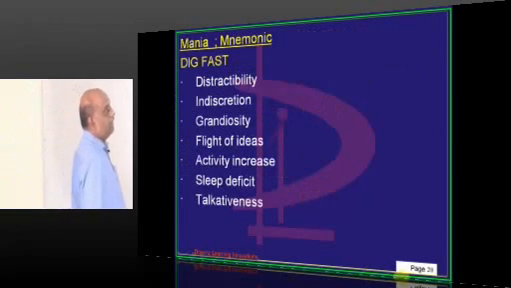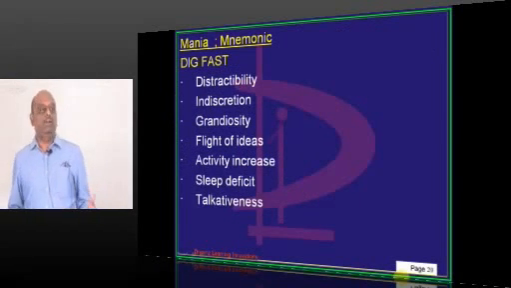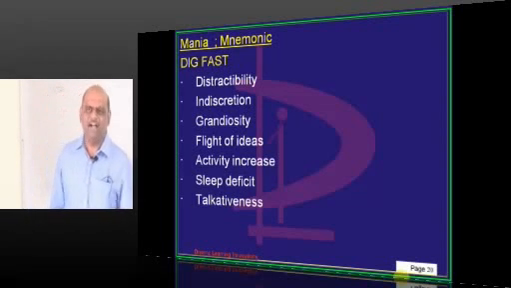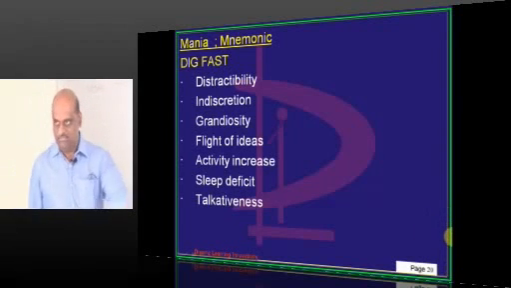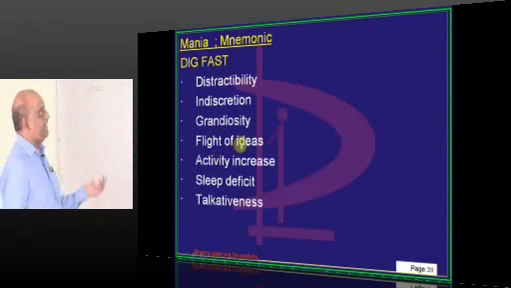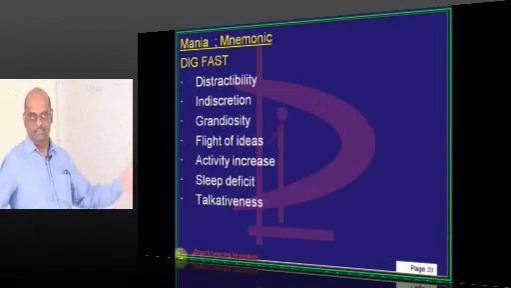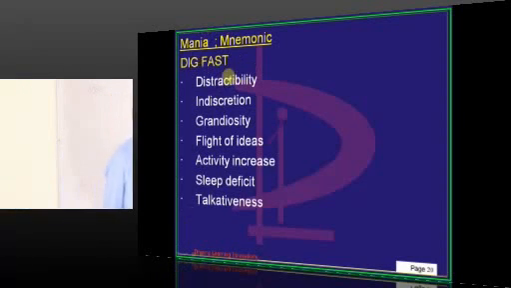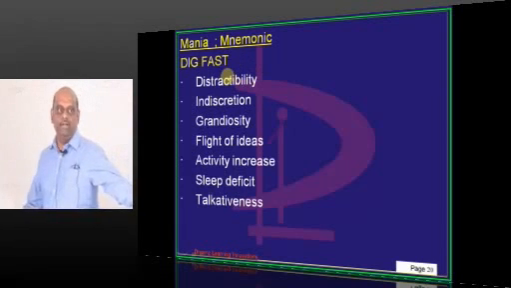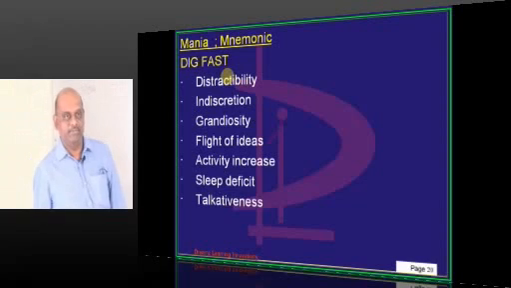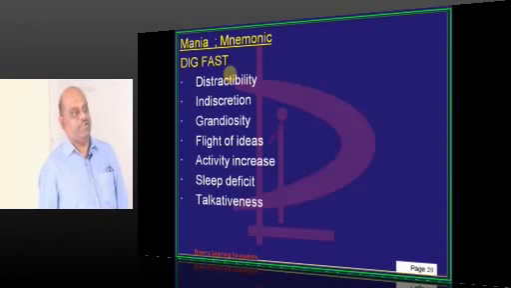Now doctor, what are the clinical features of mania? World famous mnemonic: DIG FAST. Dig fast. Dig fast to get into the graveyard. D is distractibility, indiscretion, grandiosity. So he will have 1 crore of debts. He will go and buy a BMW. So grandiosity will be there.